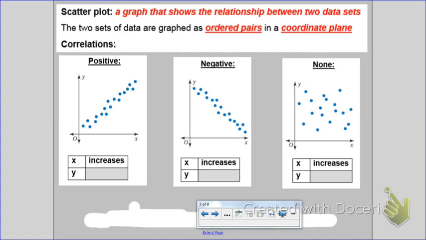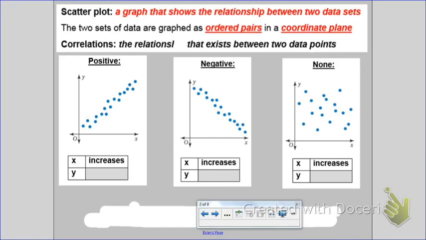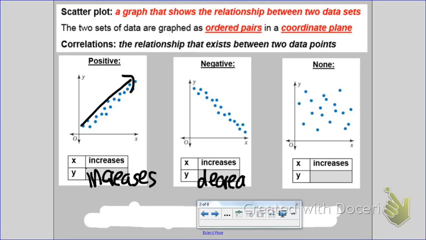I have 3 examples of scatter plots, and each one has a different correlation. A correlation is the relationship that exists between the two data points. Our first graph shows a positive correlation because as x increases, y is also increasing. It has an upward motion to it. Our middle one is a negative correlation because as x increases, y is decreasing. If we're reading the graph from left to right, it is going downwards.